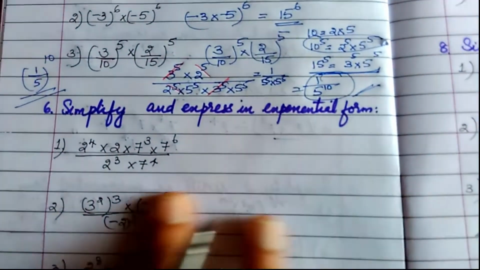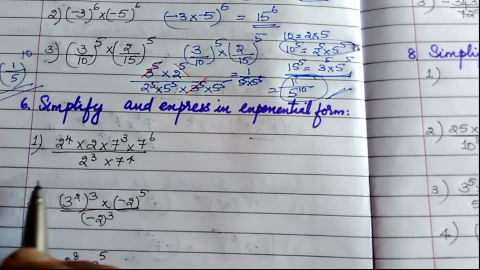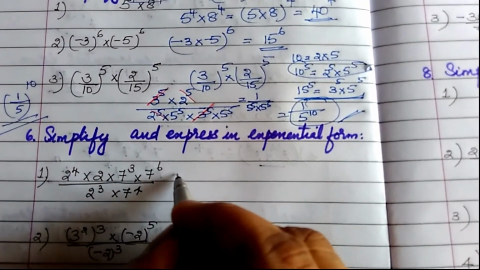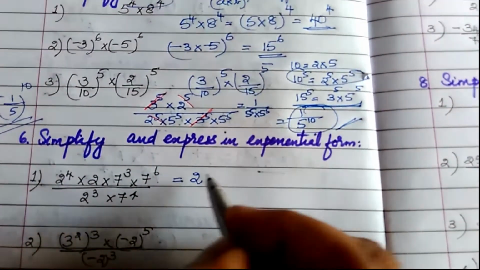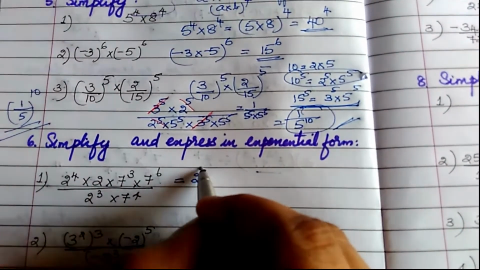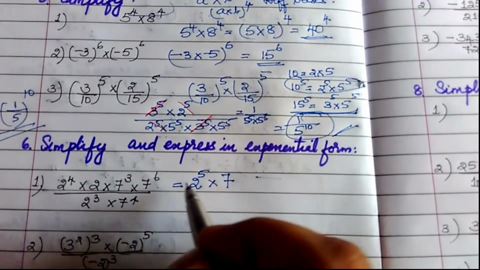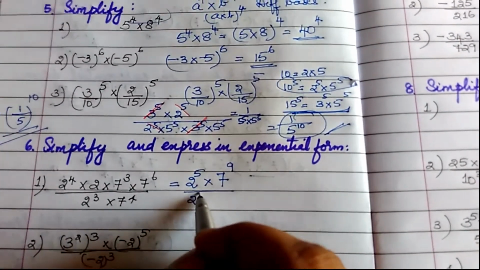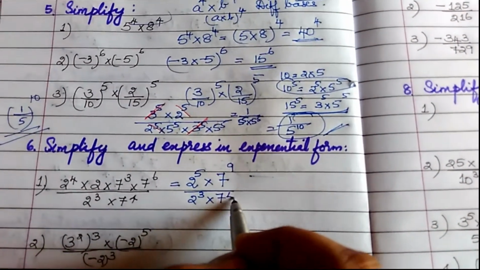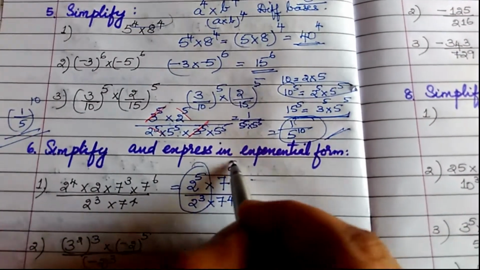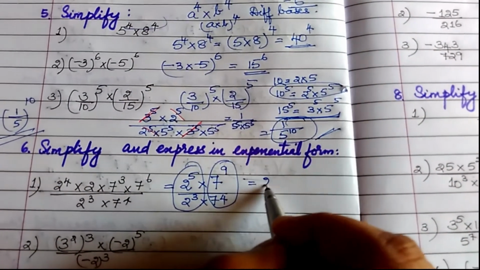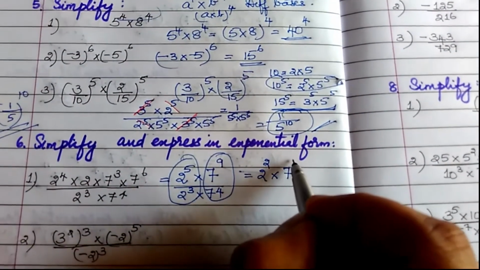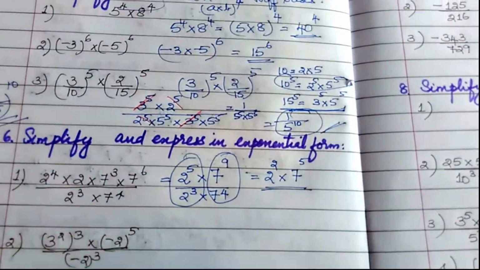Okay. Now next is simplify and express in exponential form. So here you can see, that is 2 to the power 4 plus 1, that is 5, into 7 to the power, we are simplifying first the numerator, 3 plus 6, that is 9, upon 2 to the power 3 into 7 to the power 4. Now these two and these two, it is division, so it is 2 to the power 2 into 7 to the power 9 minus 4 is 5. So this is the answer.